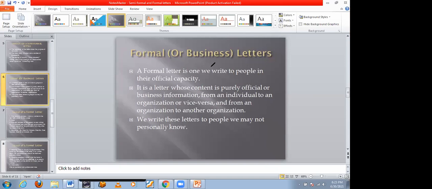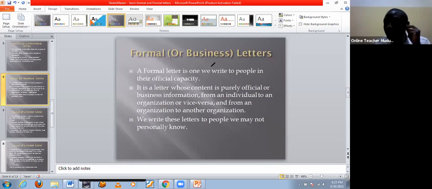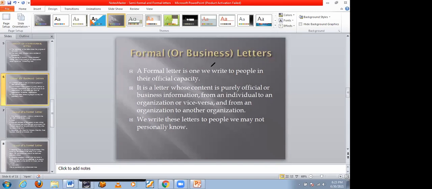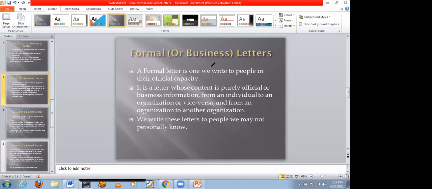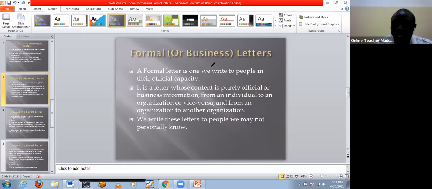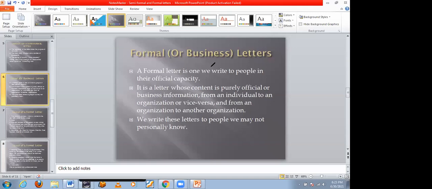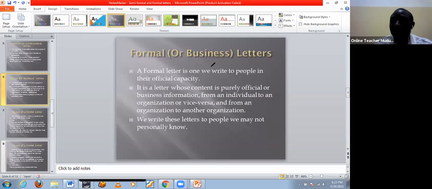Right? Somebody asked me if the person you're writing to is a friend. You're not writing to that person as a friend. You are writing to them in their official capacity. What position do they hold in that institution you are writing to, right? So in their official capacity, are they managing that institution? Are they chairing that institution? What are they?